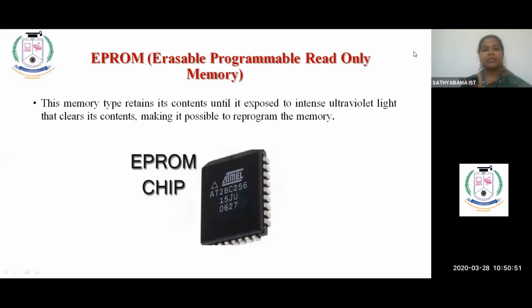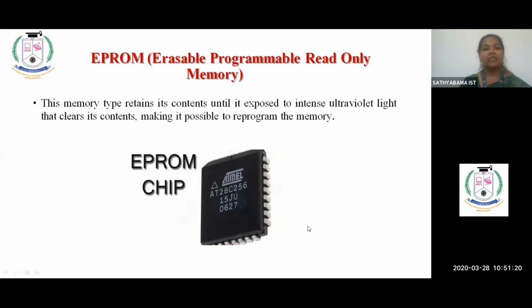So how can the content be wiped away, or erased? In EPROM we use ultraviolet rays. Ultraviolet rays are used for erasing or wiping the content. For example, they take the EPROM chip and shine ultraviolet rays on it, so that the content written in the EPROM is completely removed.